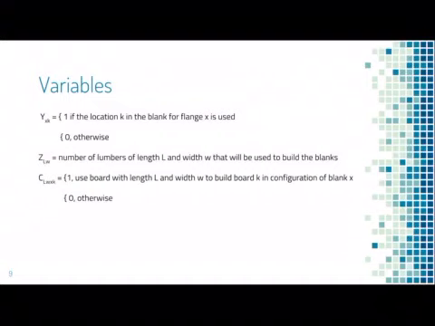There are three variables in the model. Y_xk is the variable representing if location k in the blank for flange x is used. Z_LW represents the number of lumbers of length L and width W that will be used to build the blanks. C_LWxk represents if we are gonna use the board with length L and width W to build board k in the blank of flange x.